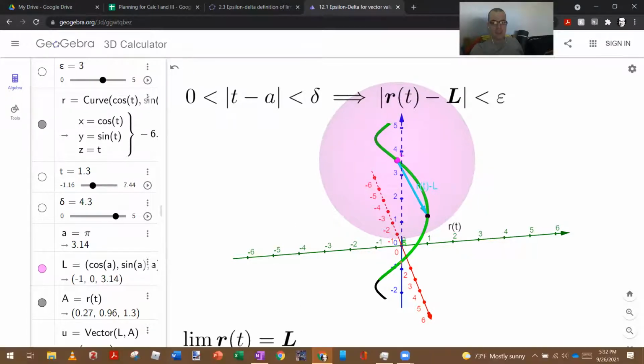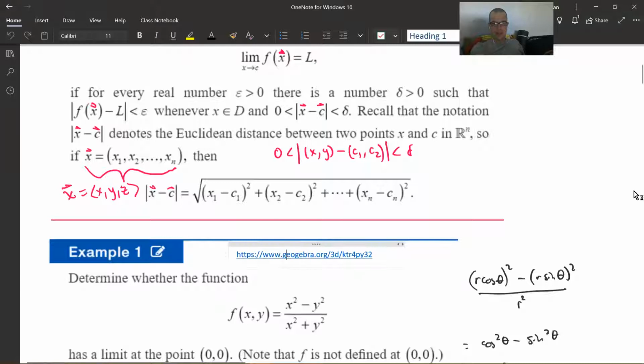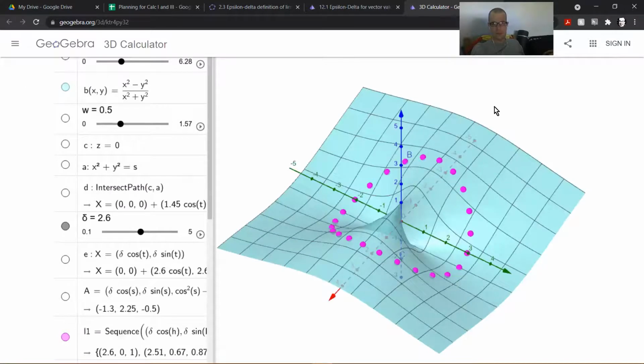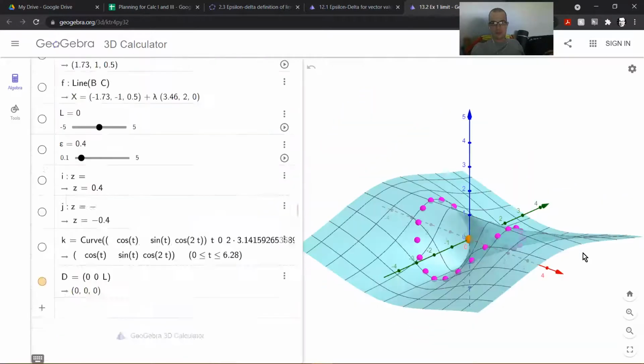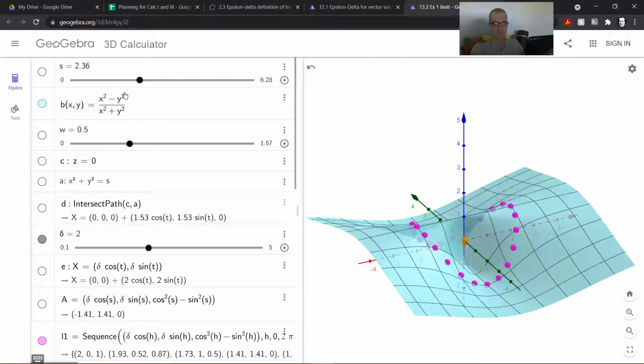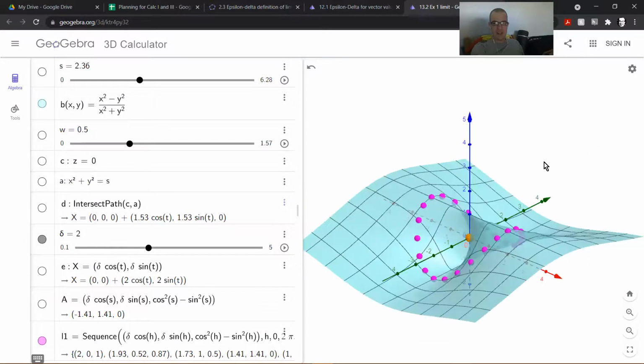On to what we're looking at today, where we've got a two-dimensional input and a one-dimensional output. Okay, the blue surface is our multivariable function. I guess it's called B in this scenario, but it's x squared minus y squared on top and x squared plus y squared on bottom. So that blue surface is our multivariable function.